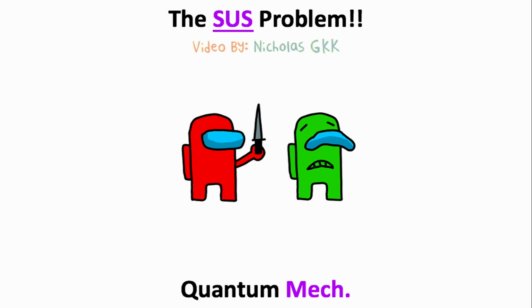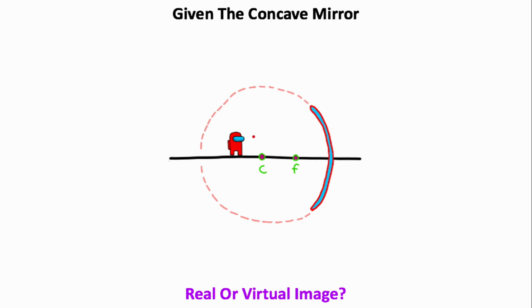In this physics problem, we have an imposter. The imposter sees themselves in a concave mirror. Will they see a real image or a virtual image? Now, to solve this problem, what you want to do is set up a ray diagram.